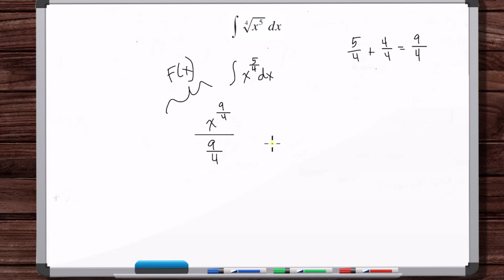Okay, so now to finish this problem, we just add a c to the back end of capital F of x. And so what we get is 4/9, and I'll put it back into this form here. There you go.